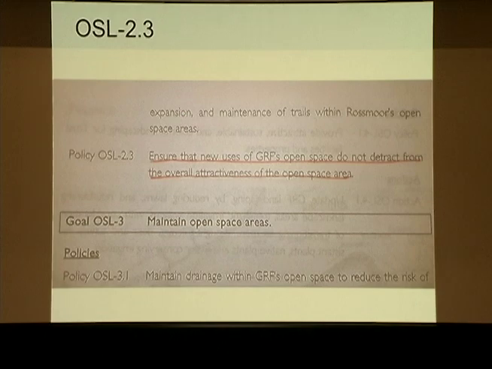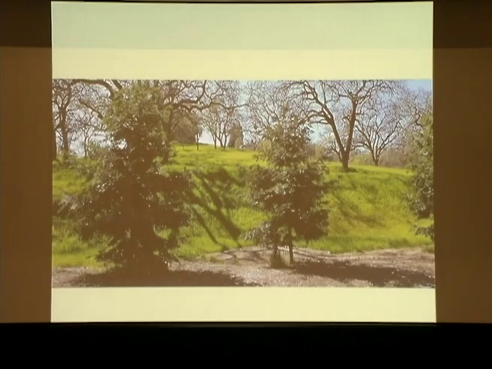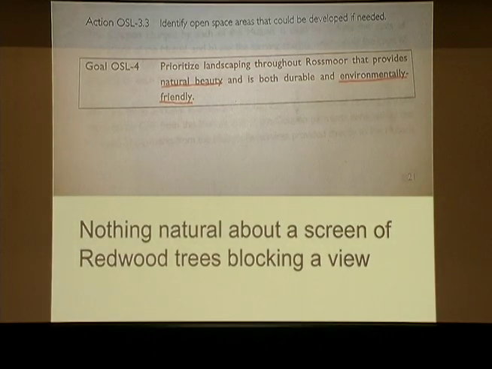Open Space Landscape 2.3 says that we are to ensure that new uses of GRS open space do not detract from the overall attractiveness of open space. I think these redwood trees will do that. The goal of chapter 5 is... OSL-4 says that we are to prioritize landscaping throughout Rossmore that provides natural beauty and is both durable and environmentally friendly. There is nothing natural or friendly about a screen of redwood trees blocking a beautiful view.